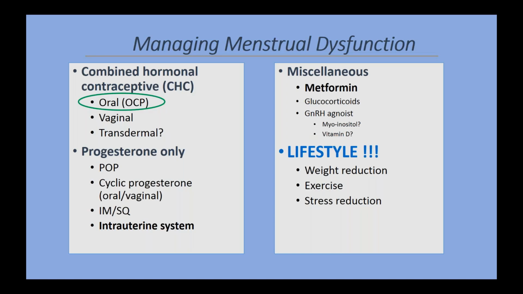Plenty of emerging data have substantiated that a progesterone-releasing intrauterine system is well tolerated by adolescent uteri, offers menstrual regulation, offers endometrial protection, as well as reliable contraception. On the right panel are a few other strategies under miscellaneous.